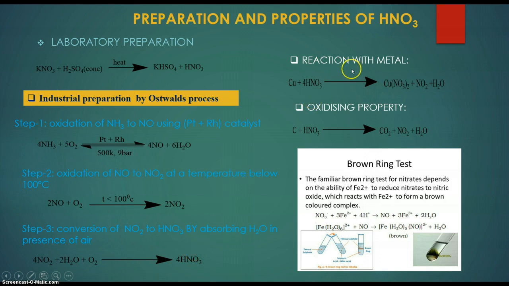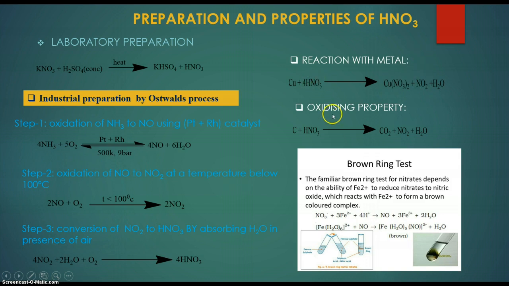Now let's come to the reactions of HNO3. In the reactions of HNO3, the most important one is the oxidizing nature of HNO3. HNO3 is a strong oxidizing agent. As you can see over here, copper, a metal, reacts with HNO3 forming copper nitrate with the liberation of nitrogen dioxide and water. Here we can easily observe that copper is being oxidized to copper nitrate, and HNO3 is being reduced to NO2.